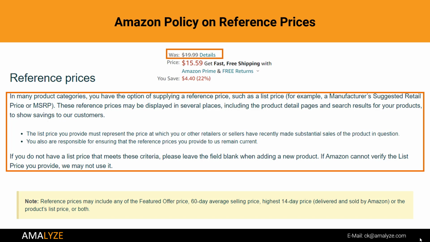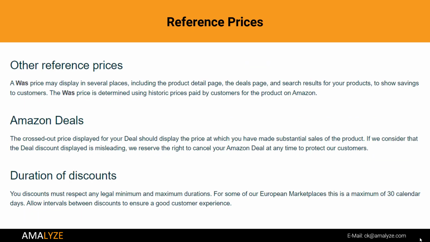Note, reference price may include any of the featured offer price, 60-day average selling price, highest 14-day price delivered and sold by Amazon, or the product's list price, or both. And at the end, we also have other reference prices, like a WOS price, for example. A WOS price may display in several places, including the PDP, the deals page, and the SERP, to show savings to customers. The WOS price is determined using historical prices paid by customers for the product on Amazon. We have seen that, the lowest price in the last 30 days, since half a year or so.